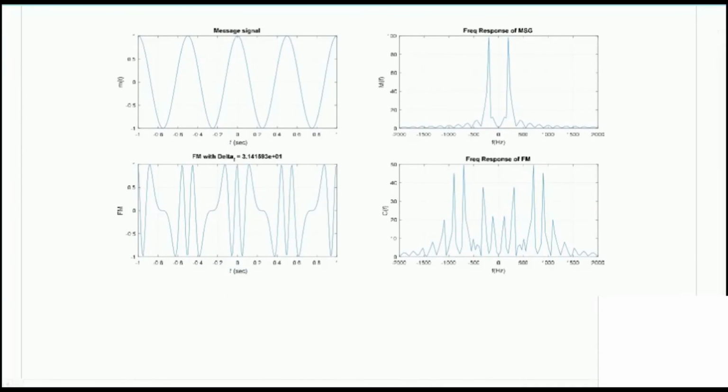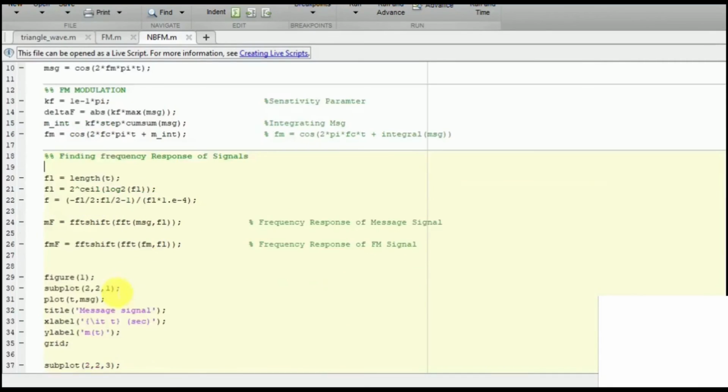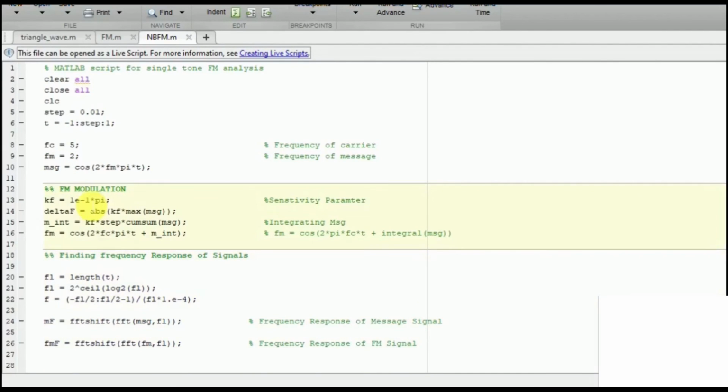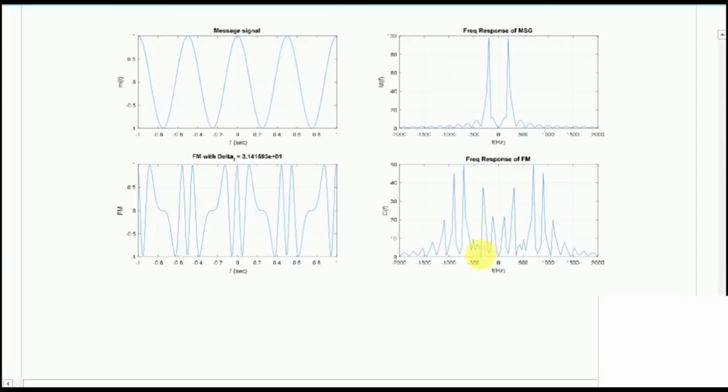Next, if we set this kf to a high value, +1, then eventually we will have the message signal, and this is a frequency modulated signal. Now the differences are quite evident. You can observe that whenever the message signal has a high amplitude, the modulated signal has more oscillations. When it is at a lower amplitude, it has very few oscillations.